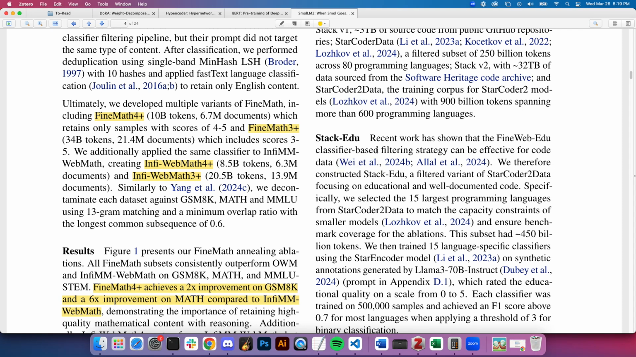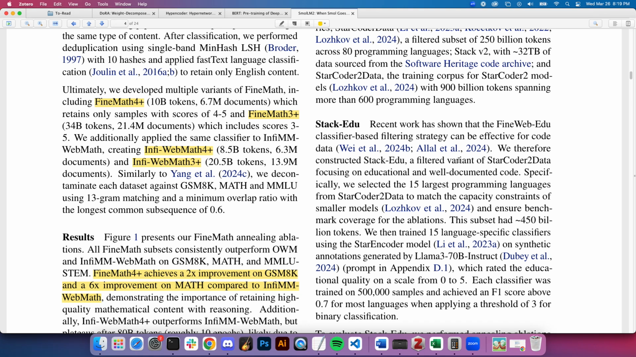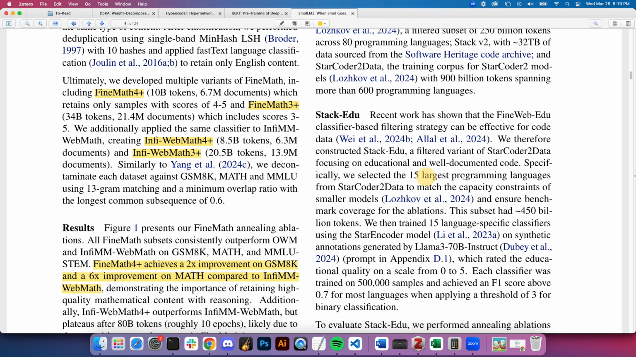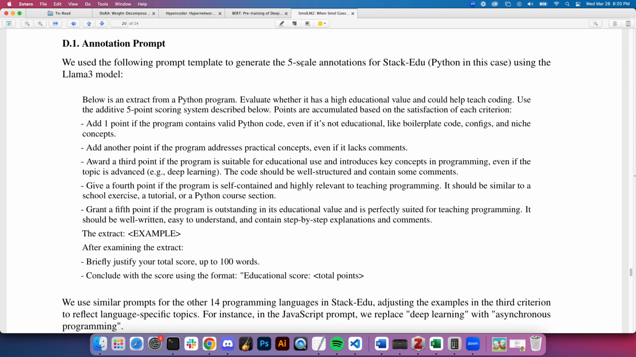The FineWeb-Edu classifier-based filtering strategy can be effective for code data. So we construct Stack-Edu, a filtered variant of StarCoder2 data, focusing on educational and well-documented code. They select the 15 largest programming languages from StarCoder2 data, and this has 450 billion tokens. Then they train language-specific classifiers using the StarEncoder model on synthetic annotations generated by Llama 3 70 billion. So if we look at that prompt, again, they have a 5-point scale of annotations. One point if the program contains valid Python code, another point if it addresses practical concepts, etc.